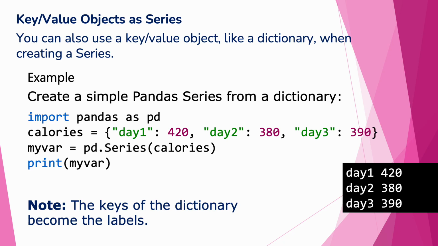So what happens here? By default, the zeroth index will be changed to day 1. By default it was 0, 1, 2. So this 0 will be changed to day 1, 1 will be changed to day 2, and 2 will be changed to day 3, and the corresponding values will be written on the side. So this is how you have created a pandas series.